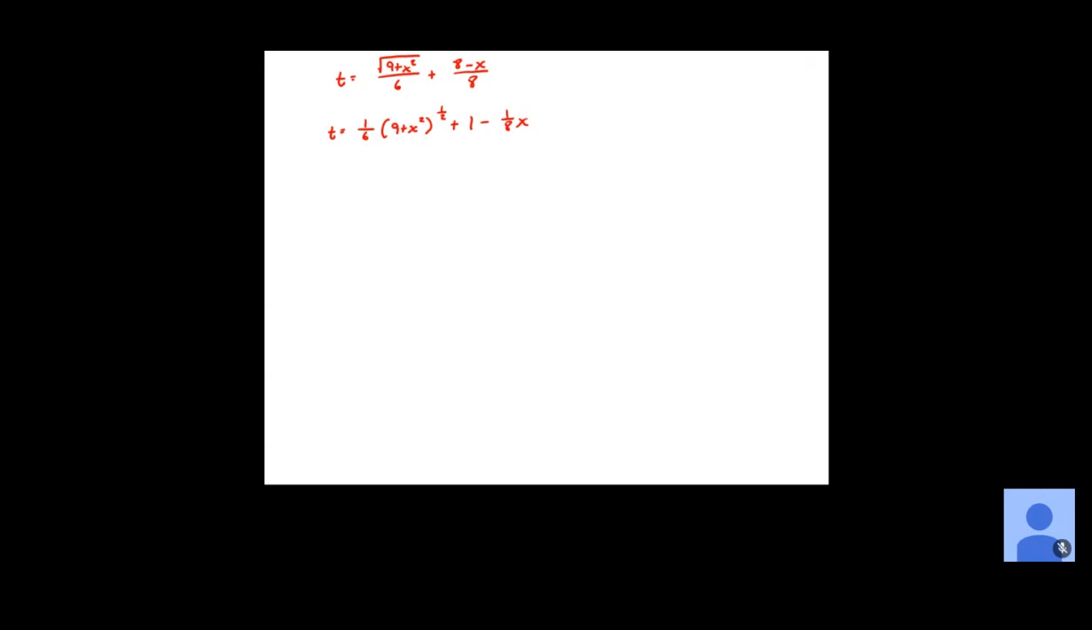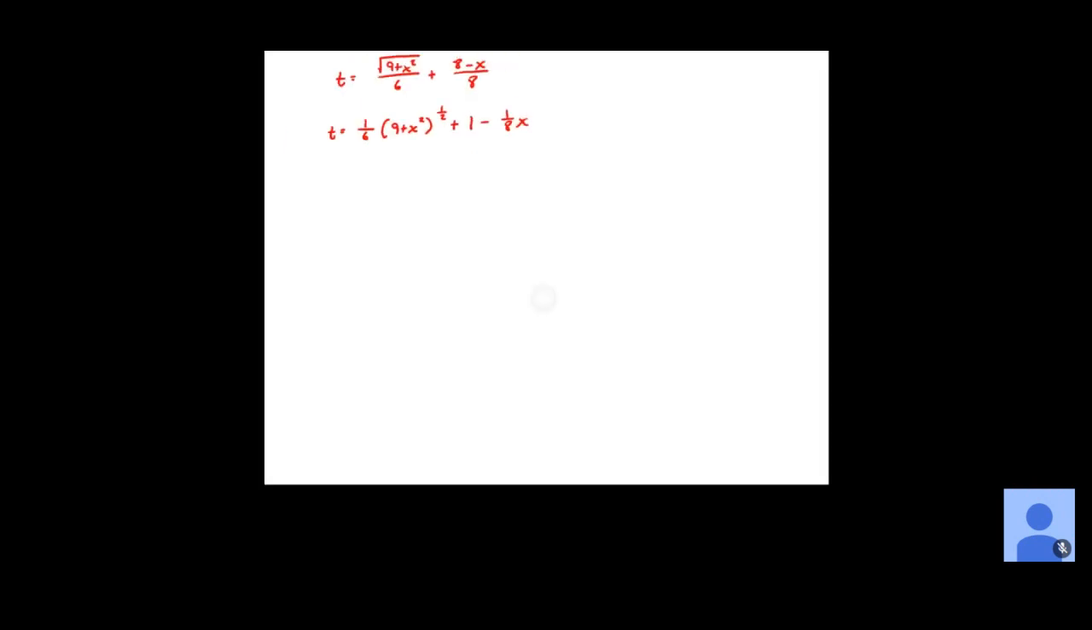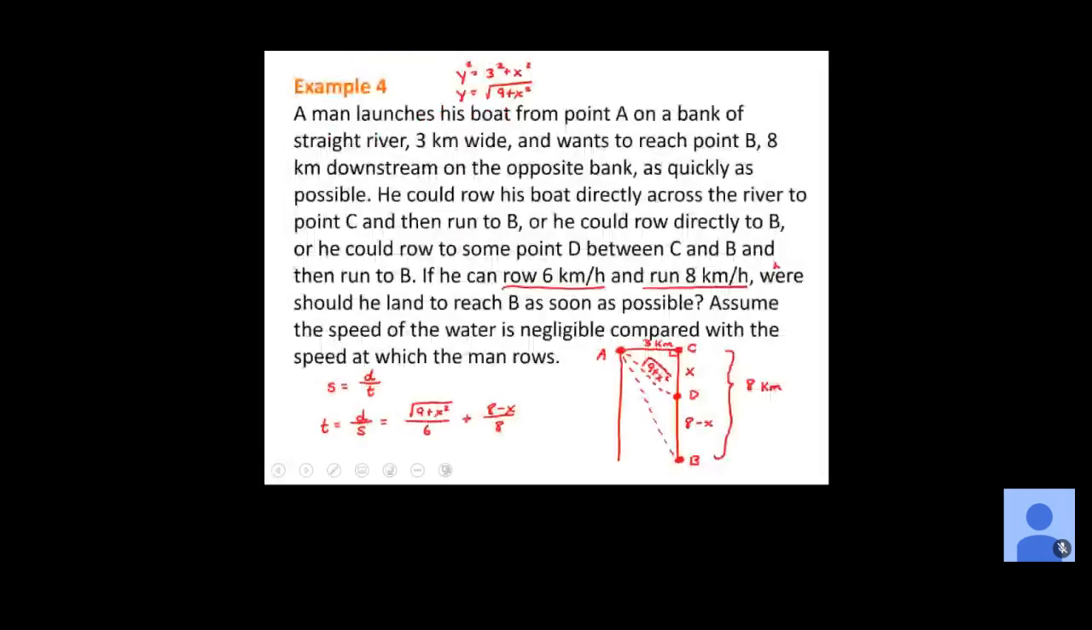The second term, are you looking at, let me make sure, the 1/8 x, or you're asking about the entire thing, the 8x over 8? Okay. So what I did, let me go back to the previous slide here. So we know that the distance between D and B is going to be 8 minus x. And then we know that the speed that he can run is 8 kilometers per hour.